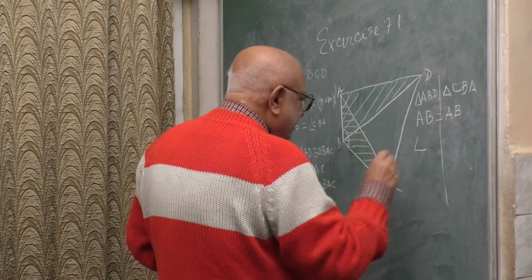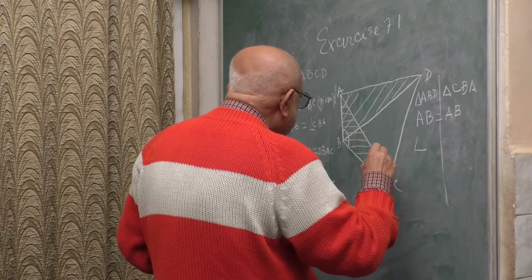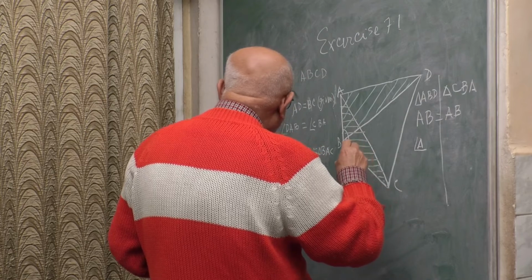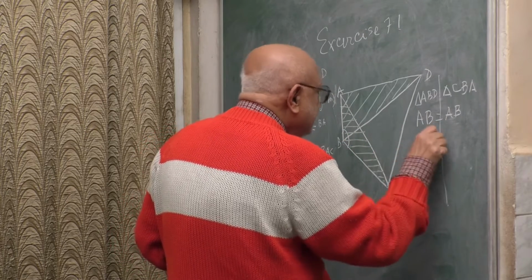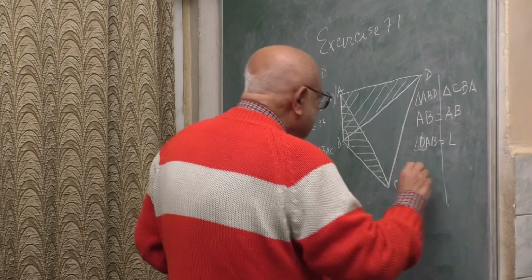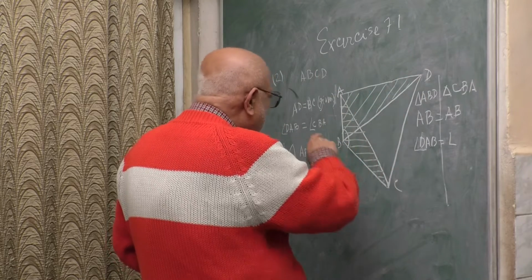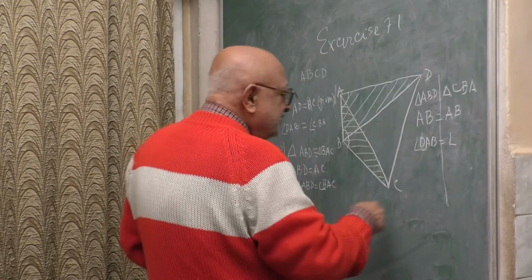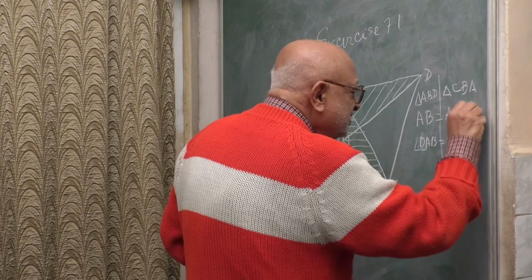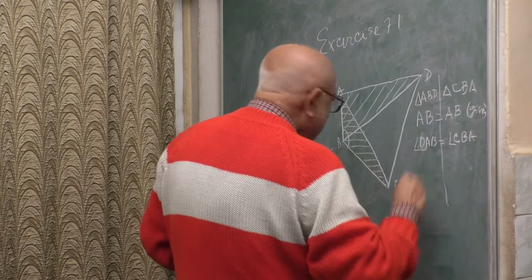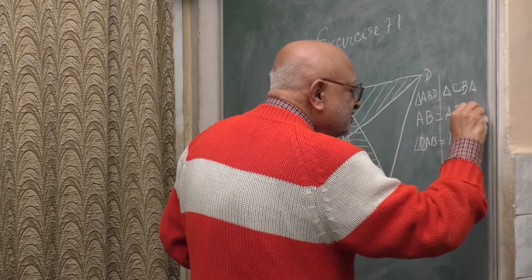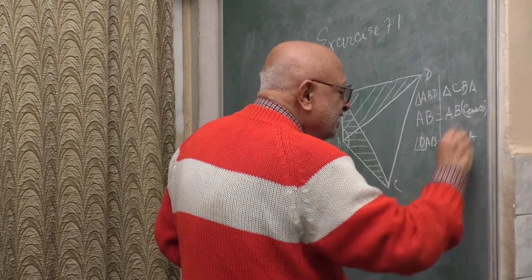And this is also given: angle ABC. Let us write whatever is given. Angle DAB is equal to angle CBA. So this side is CBA. Okay, this is given. No, this is already common. This is not given, this comes common. This is common. Okay? This is given.